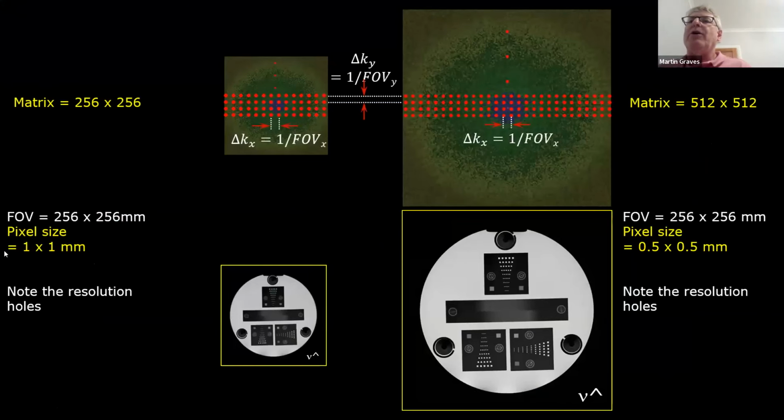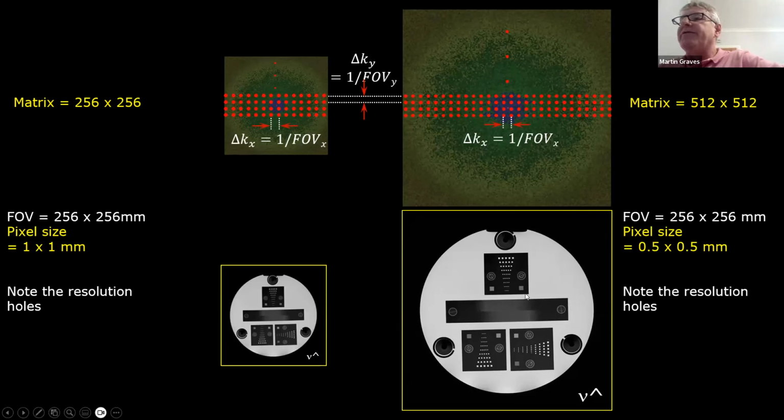So here, one example, if we acquire a matrix of 256 by 256, there's our k-space data. And here, if we acquire with a matrix of 512 by 512, obviously you can see now that we've extended k-space in both dimensions. So even though both these images after reconstruction have the same field of view, the fact that we've got double the size of k-space here means that we've doubled the resolution. So this matrix with 256 millimeter field of view, we've got a 1 millimeter pixel size. And here we've got a 0.5 millimeter pixel size.